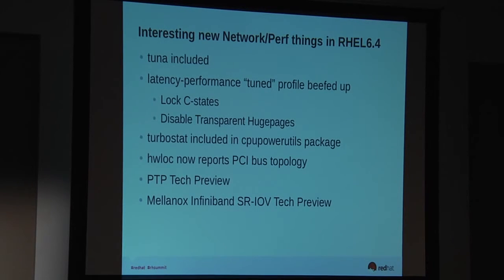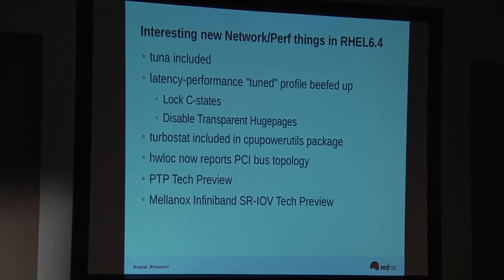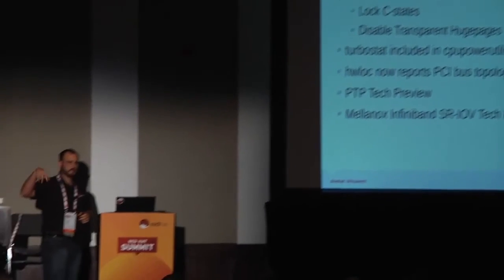OK, so I'm finishing up my slides now. The interesting and cool stuff in RHEL 6.4 includes Tuna, the latency performance profile, turbostat, and HW lock has can hang the PCI bus off the side. PTP, if anyone's doing PTP, that's a tech preview in 6.4. And if you went to the NASA talk earlier today, they were passing IB into guests too, also I believe a tech preview in 6.4.